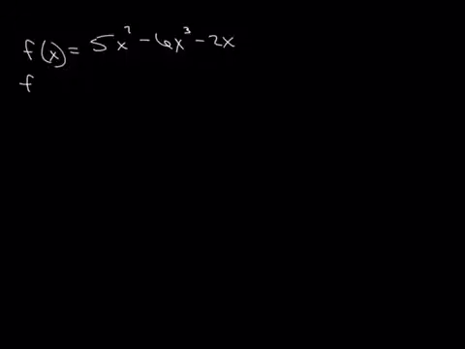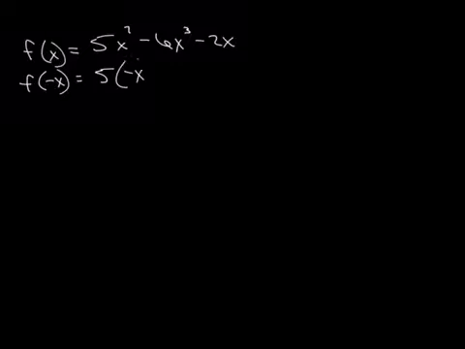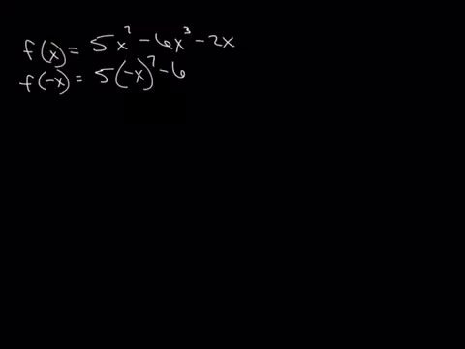First step, replace or find the function of negative x. So what that means is whenever we see an x, we put a negative x in its place.